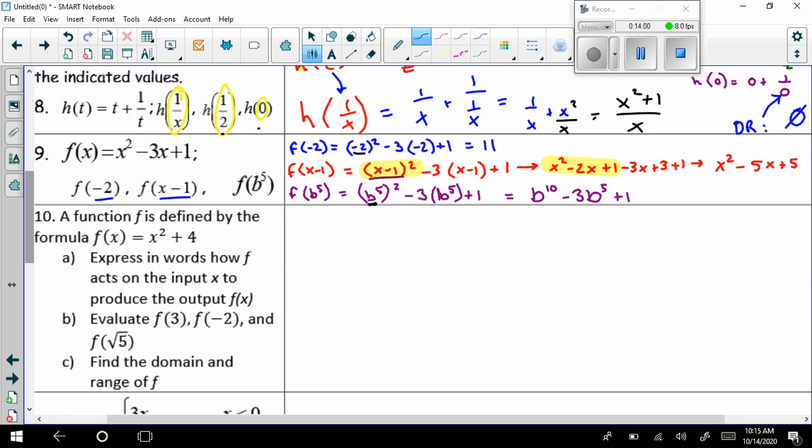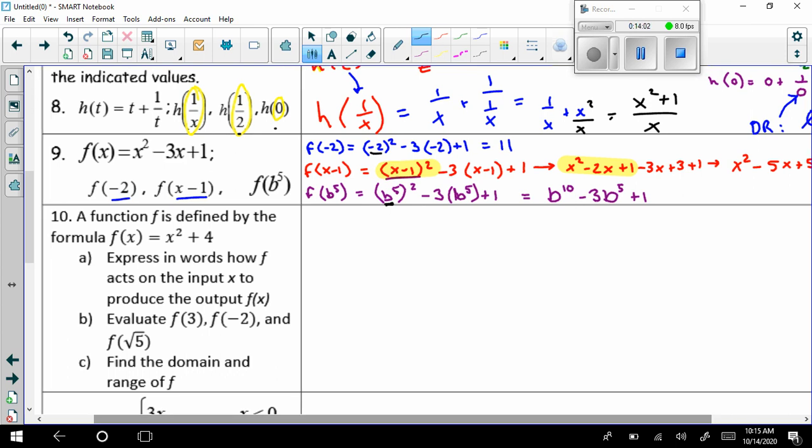A function is defined by a formula. So this one is defined by x squared plus 4. Express in words how f acts on the input x to produce the output. So what happens when we plug in x? Okay, so what are we doing to x essentially? What are your order of operations? So you would just answer this question, and this might be a good test question, would be just what are you doing here?